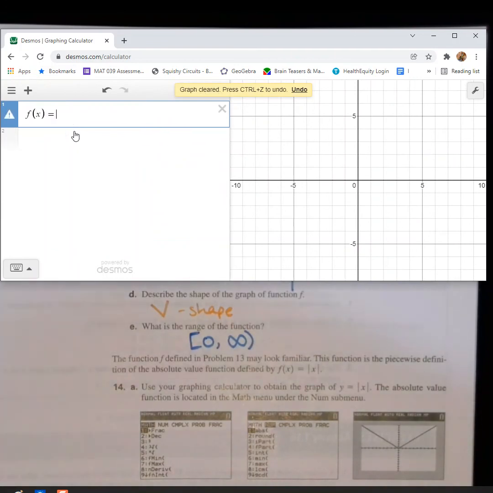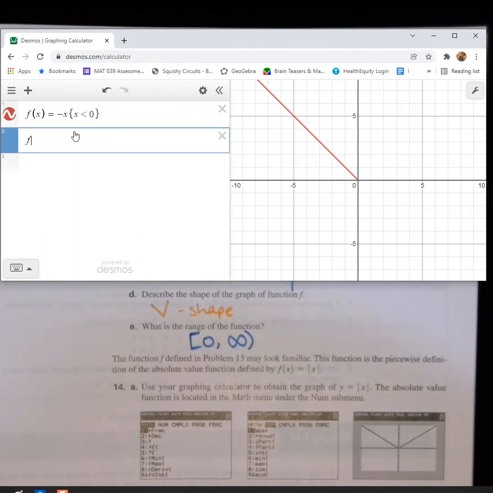And we can type this one in two pieces. So the first piece was negative x for the condition x less than 0. And then we're going to use positive x for the condition x greater or equal to 0. There's our V-shaped graph composed of those two partial segments there.